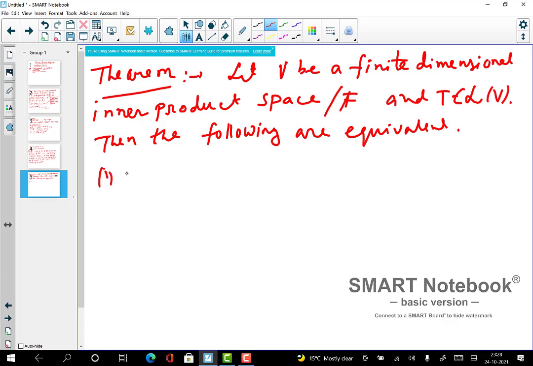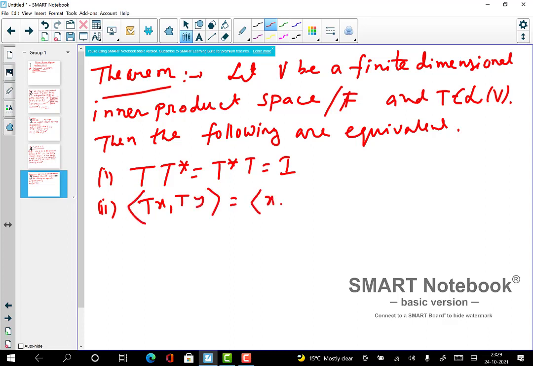Number one is the definition, where you assume that T star T equals identity, and T T star equals identity. The first condition means the operator is either unitary or orthogonal, whatever you say. What is the second condition? If you choose any vectors and take the images under T and take the inner product, it is the same. So this is true for all x, y belonging to V.